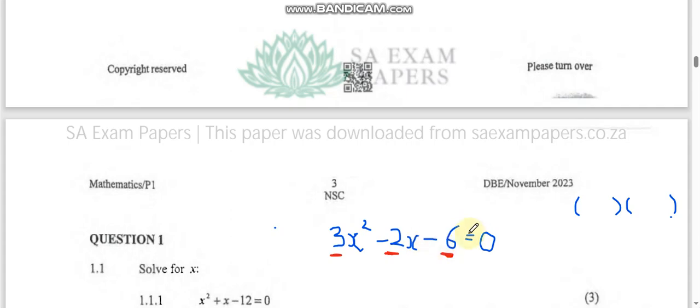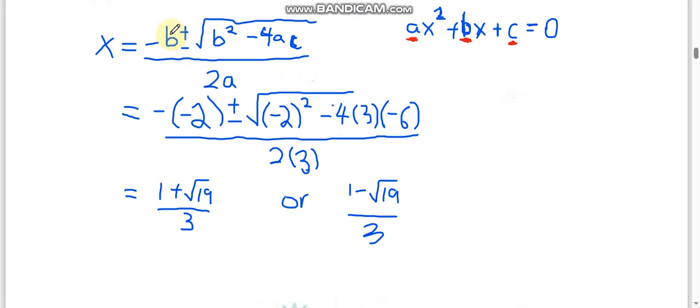So we take note of the signs. Okay, so taking those coefficients, we're going to plug them here. Where you see B, you're going to put -2. Where you see A, you're going to put 3. Where you see C, you're going to put -6. And then where you see A, just going to also put 3.